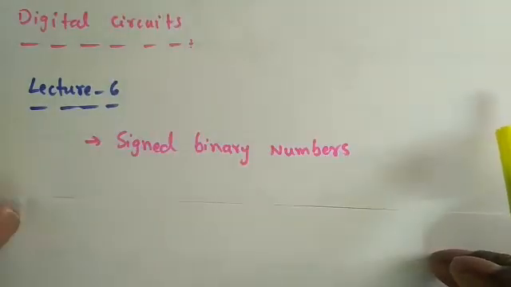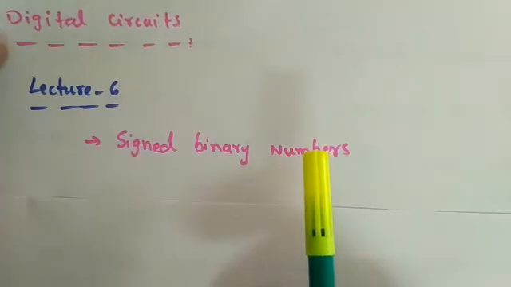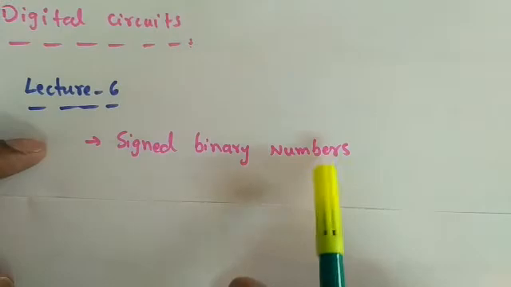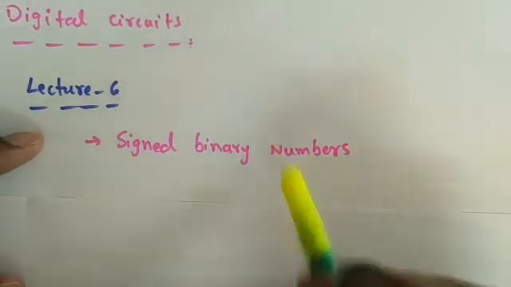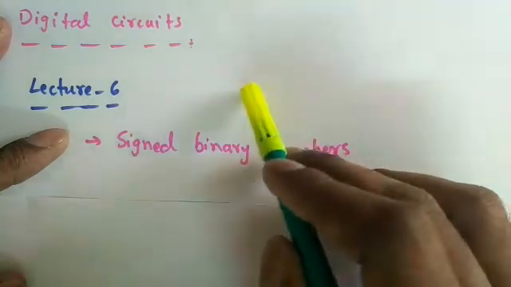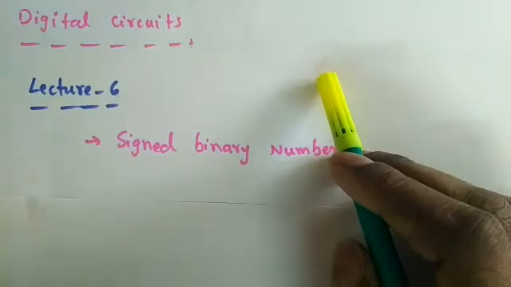So this is lecture 6 in digital circuits. In this lecture, we're going to discuss signed binary numbers. Now, how do we represent signed numbers? Up to now, we have seen only unsigned numbers, which are like 0 and upwards. So all are positive numbers.